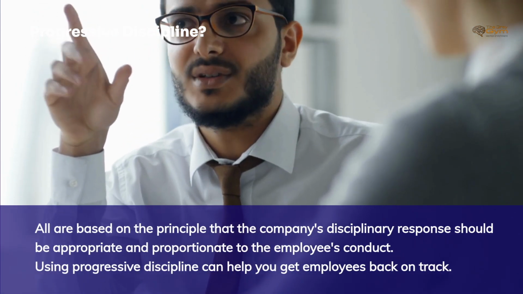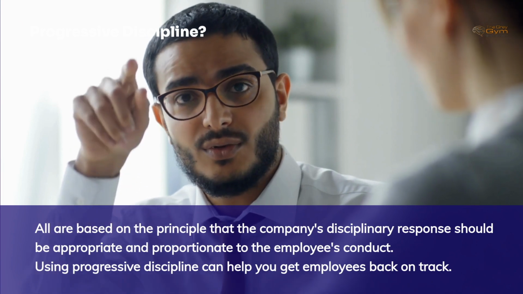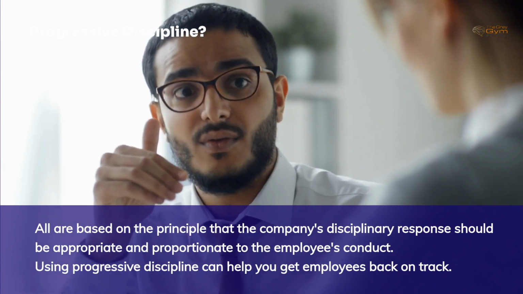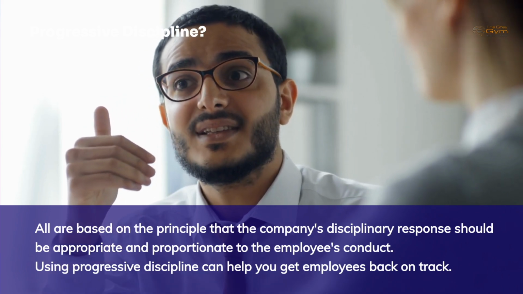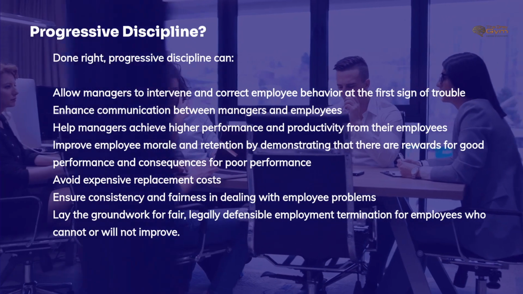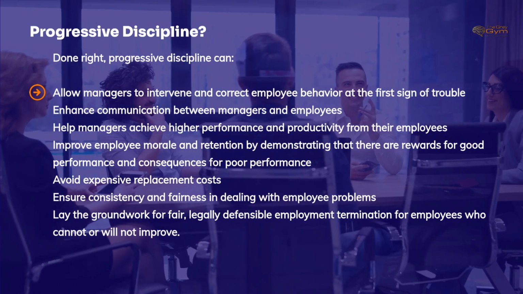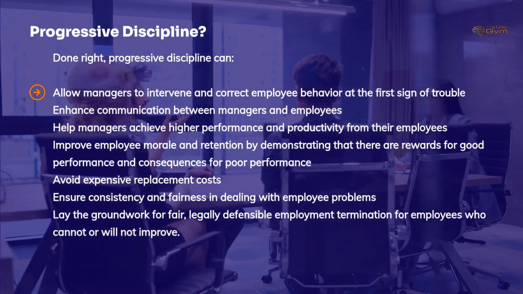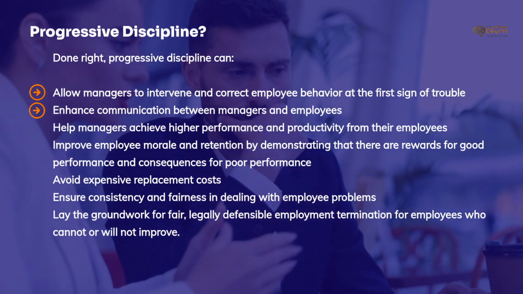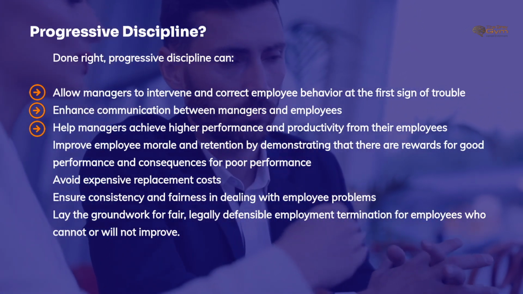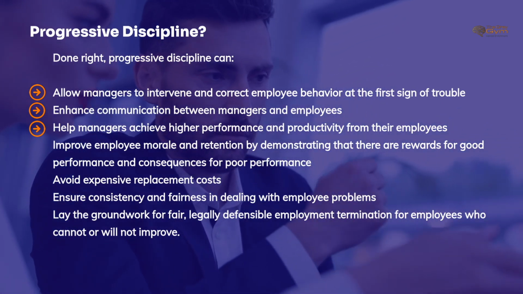All of them are based on the principle that the company's disciplinary response should be appropriate and proportionate to the employee's conduct. Using progressive discipline can help you get employees back on track. Done right, progressive discipline can allow managers to intervene and correct employees' behavior at the first sign of trouble. It will enhance communication between managers and employees. It will help managers achieve higher performance and productivity from their employees.